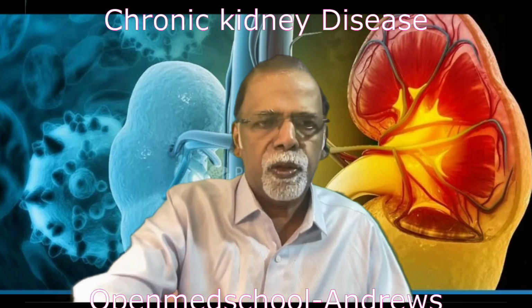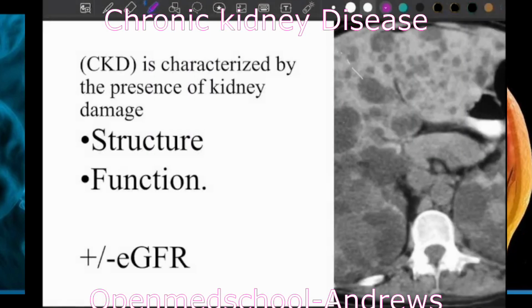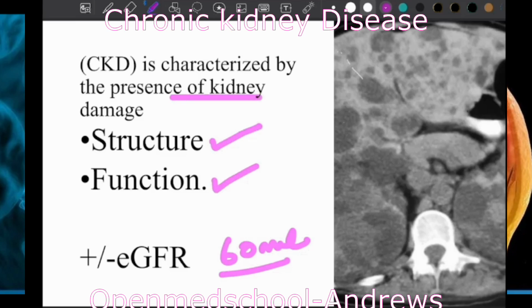Now we go into the second part: if the eGFR is more than 60 ml, there should be evidence of kidney damage. The evidence of kidney damage can be in the structure of the kidney or the function of the kidney. Structural abnormality can be identified by imaging studies, CT, MRI or ultrasound. So here you can see the multiple cysts. The patient has got adult polycystic kidney disease. So this is the evidence of structural damage.